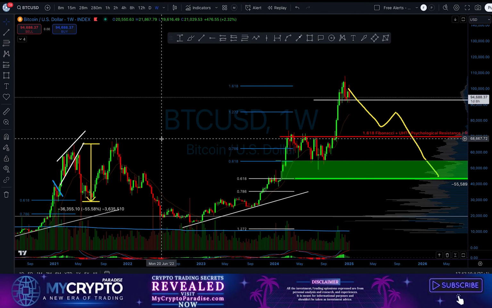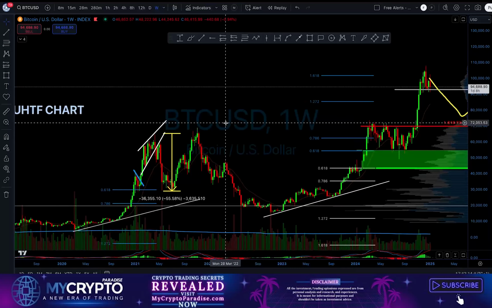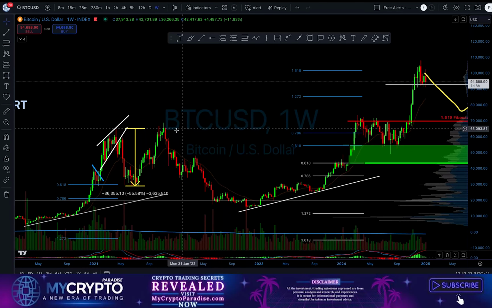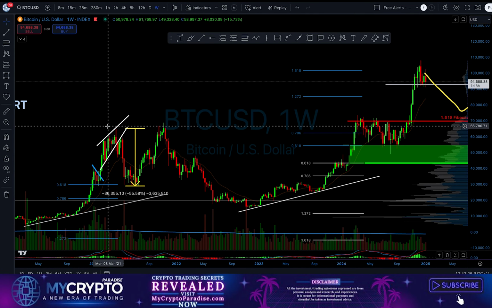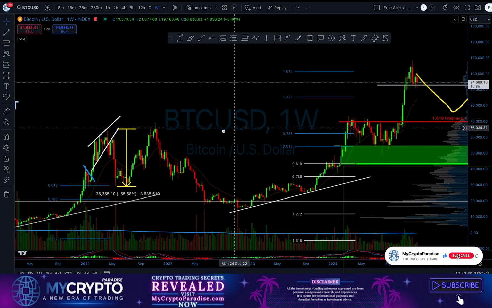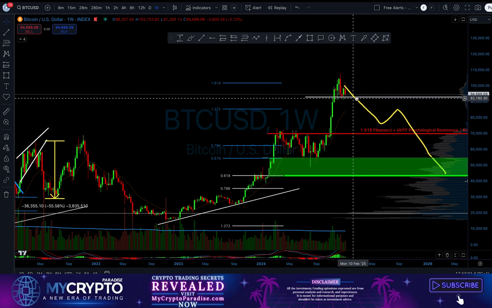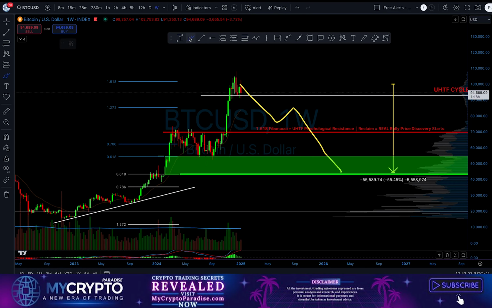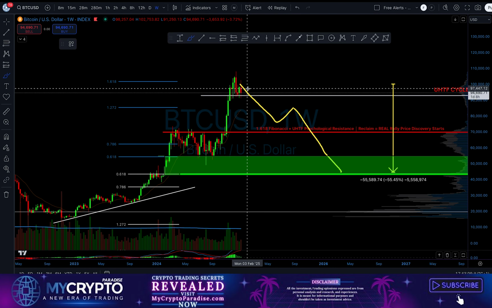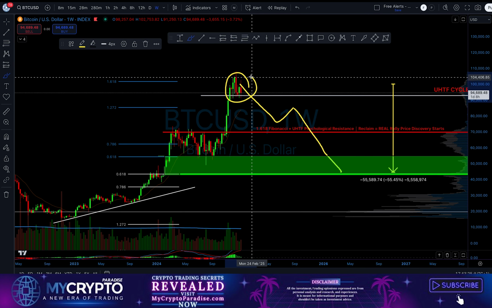Make sure that you have watched the previous video that I recorded 2 days ago, where we dived into the similarities of the 2021 ending diagonal pattern that caused the crash of 55%. Right now we are forming the same ending diagonal on a weekly time frame, and there might be a last push towards $112,000 that might make smart bulls a little bit richer again.